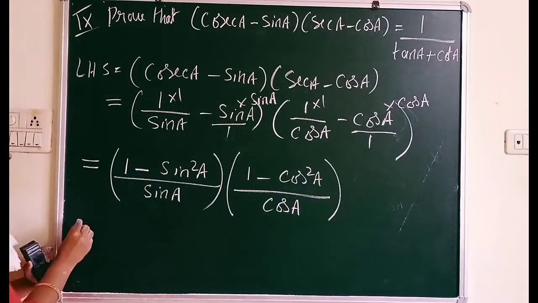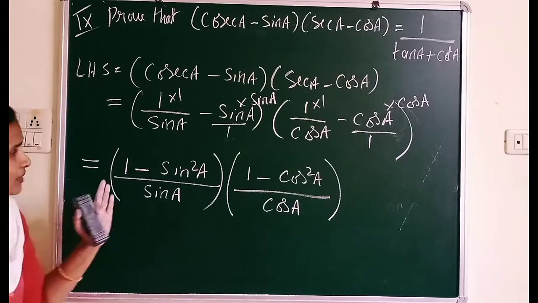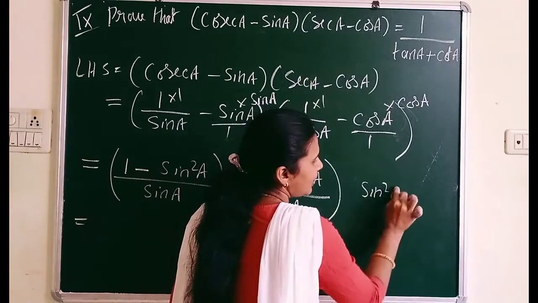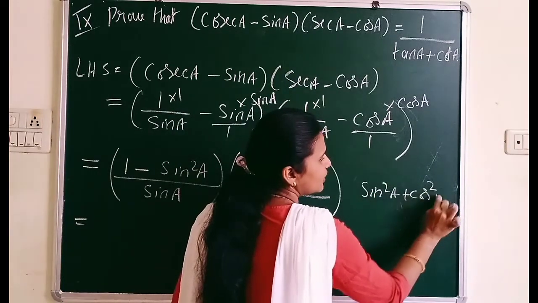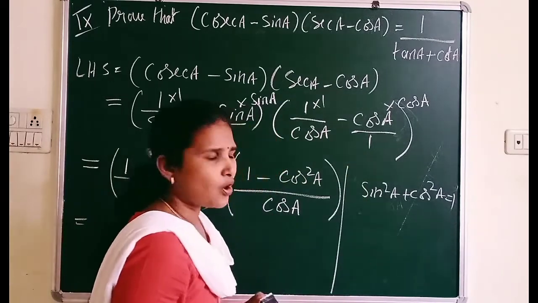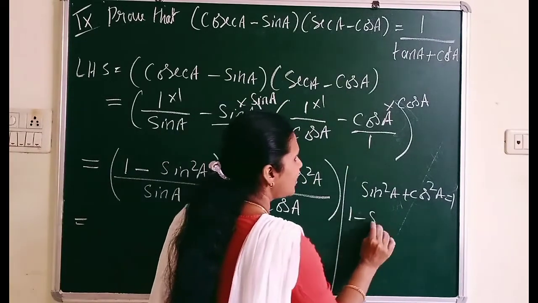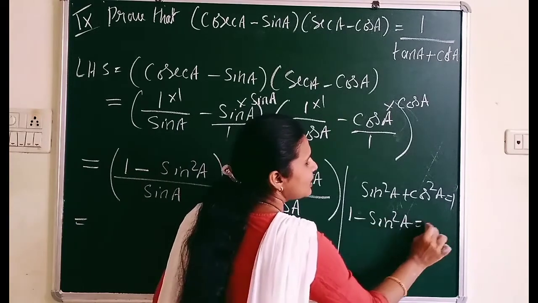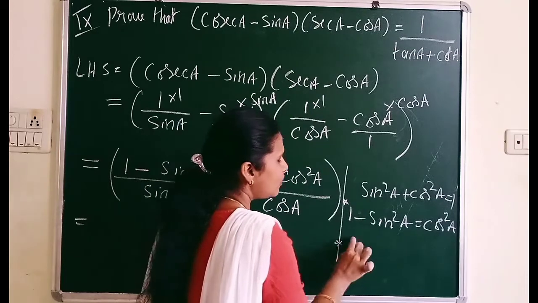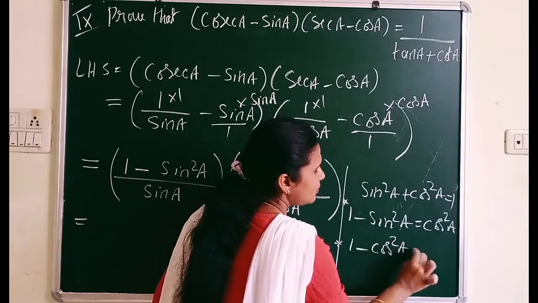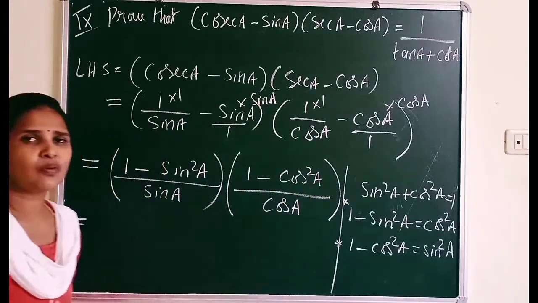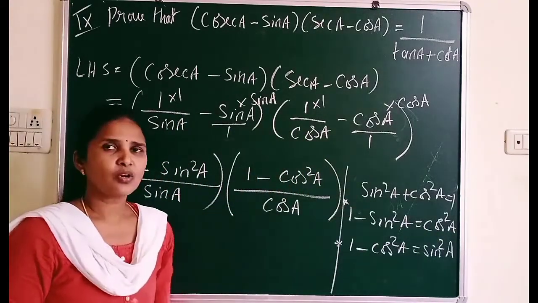Now, what can I do? As you know the identity, sine square A plus cos square A equals 1, from this you can reduce it into other forms. 1 minus sine square A equals cos square A. Another way, 1 minus cos square A equals sine square A. These are the other two forms which can be derived from the identity sine square A plus cos square A equals 1.